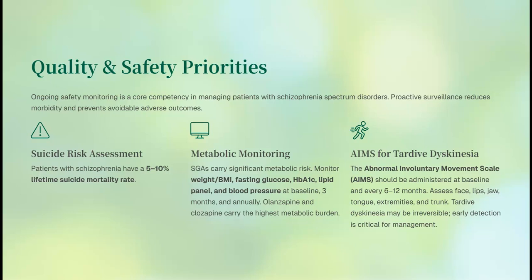You're going to use the AIMS scale at baseline and then every 6 to 12 months. Document the findings carefully to track progression and inform any of your treatment adjustments. Tardive dyskinesia is a serious, often irreversible side effect, so you want to detect this early so you can manage it. And again, I will put a video in the course so you can watch. It's an old video, but it still gives you the gist of what you need to know.